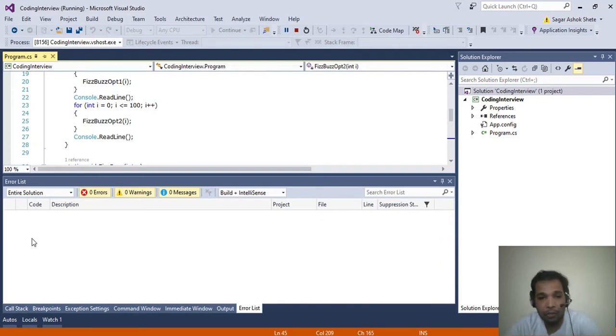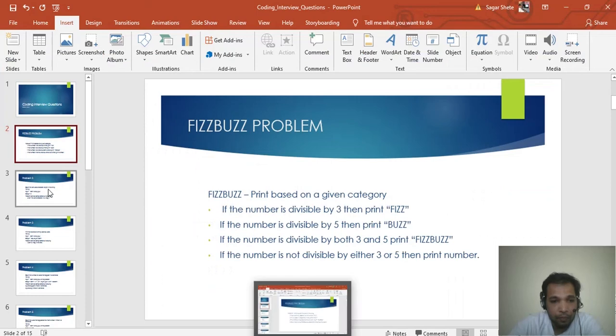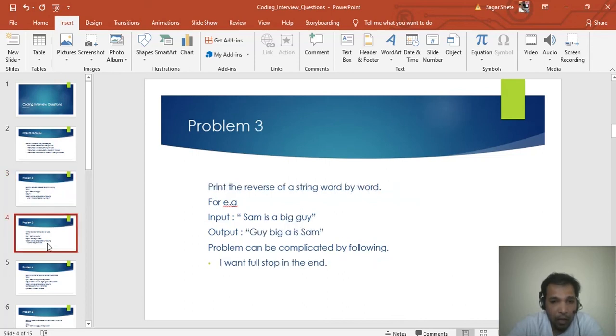Yep, so that's all from my side on this particular problem. We would be coming up with upcoming videos on different problems. So I would just share some glance of it. It would be like count the last 4 characters in the string, how much it's there. There are different problems that we would be covering.